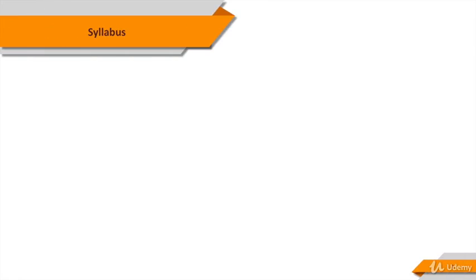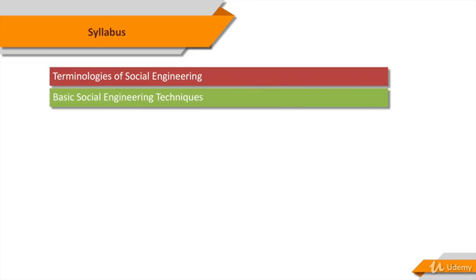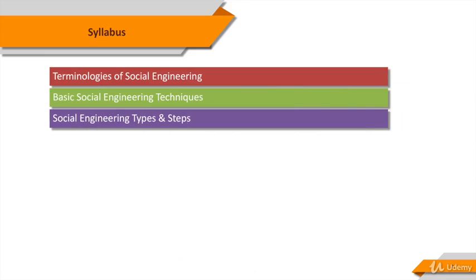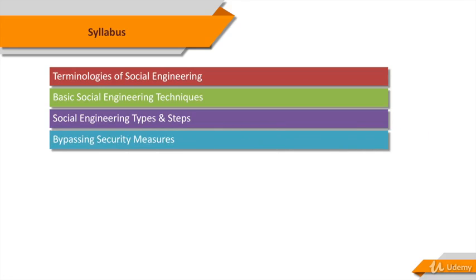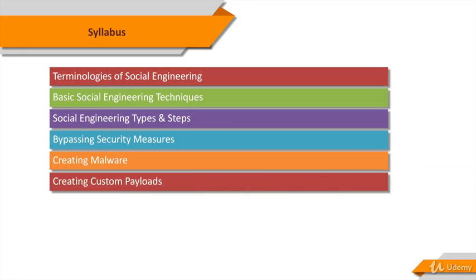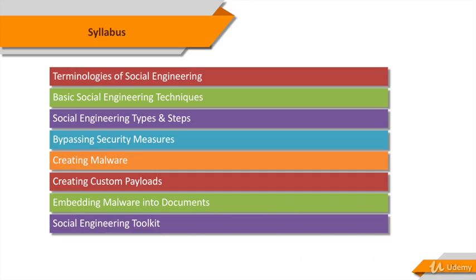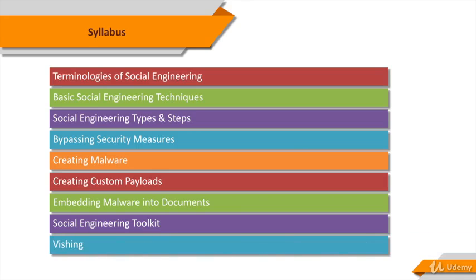In this course, you're going to learn the following things about social engineering: the terminology and definitions of social engineering, basic social engineering techniques, social engineering types and the steps of the social engineering tests, how to bypass security measures, how to create malware, how to create custom payloads to use inside the malware, how to embed the malicious code into documents, the social engineering toolkit, and social engineering via phone, also known as phishing.